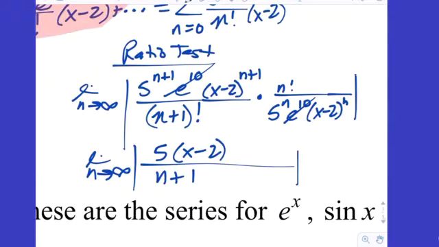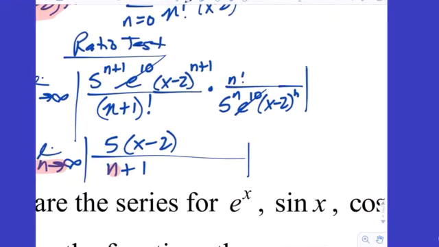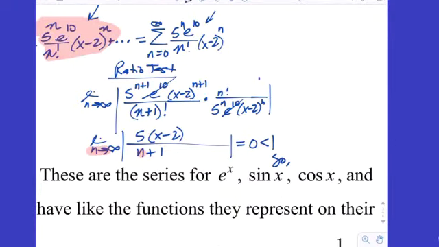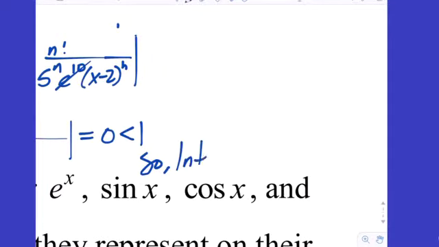That's all that's left. And so remember, the variable for the limit is n. We treat x or x minus 2 as a constant. So the numerator is essentially a constant. The denominator is n plus 1. What happens to a constant over something that grows infinitely large? It approaches 0, which is less than 1 for all x, right? For all x. So the interval of convergence is what? Very good. It's all real numbers.